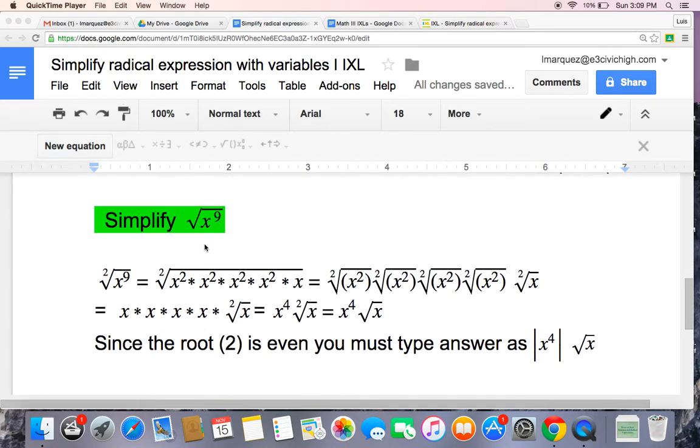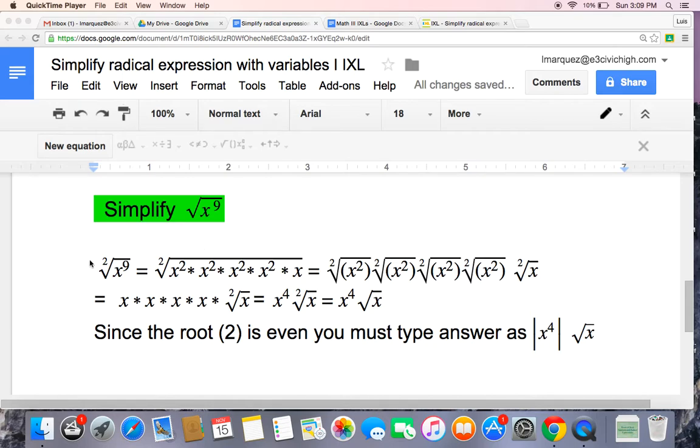Finally, really quickly, I'm going to simplify the square root of x to the ninth. So again, my index is 2. I'm going to factor x to the ninth as x to the second multiplied by itself 4 times. But then this is just x to the 8th. I need an extra x to get x to the ninth. Next, I'm going to separate or break apart my radical expression into 5 different square roots. Then I want to simplify the square root of x squared as just x. So I'm going to get 4 of those. And then I cannot simplify the square root of x, so I'm just going to rewrite it over here.